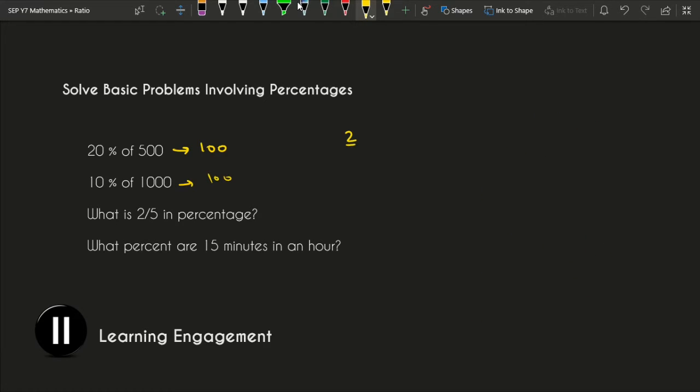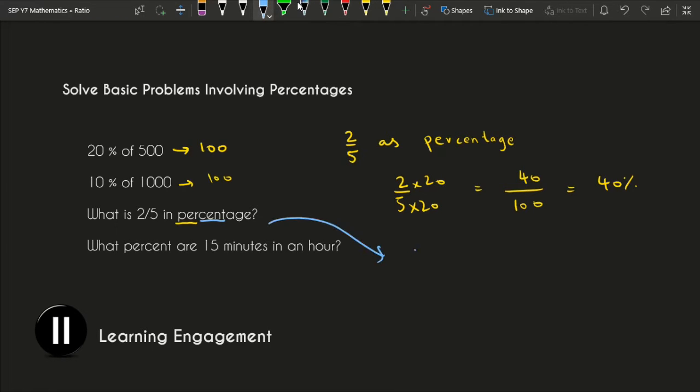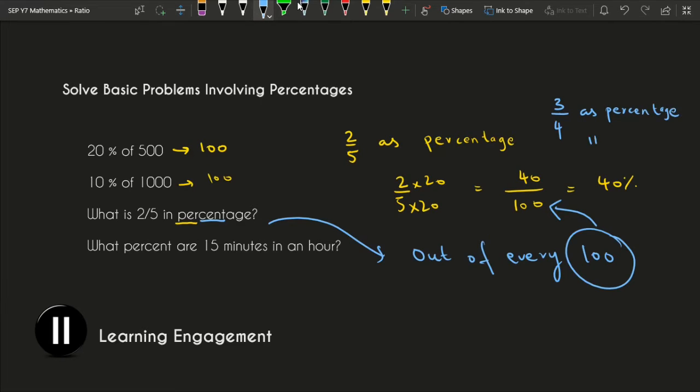Next, we have to represent 2 by 5 as a percentage. For a fraction to be represented as a percentage, the denominator must be made equal to 100. In this case, we need to multiply 5 by 20, and also the numerator. The fraction then becomes 40 by 100, which is equal to 40%. Percent means out of every 100. That is why we try to make the denominator equal to 100. Pause the video and try to write 3 by 4 as a percentage. Pause the video now.